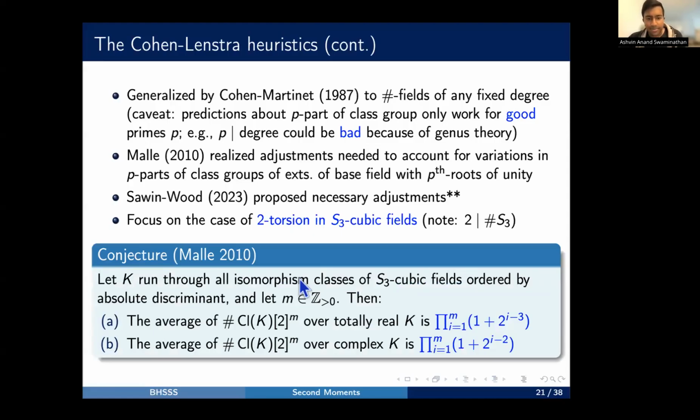So when K runs through all isomorphism classes of S3 cubic fields ordered by discriminant, then the mth moment of the size of the two-class group over totally real K is given by this nice product formula, i equals 1 to m, 1 plus 2 to the i minus 3. And over complex K, it's similar. It's the product i goes from 1 up to m, 1 plus 2 to the i minus 2. Those formulas might look a little familiar to you if you remember the formula for the moments in the Poonen and Rains heuristics. And there's a reason for that.